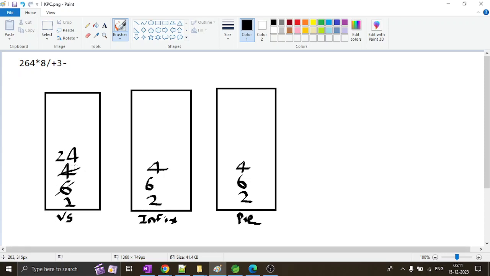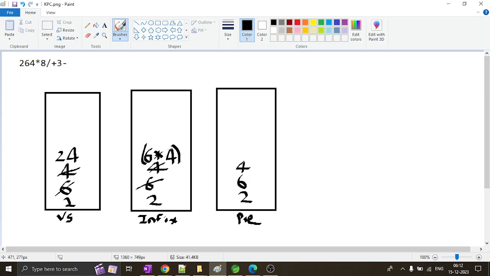So we perform 6 times 4 here. And for the infix, what we will do is we'll pop this and we will do V1 operation V2. So V1 is 6, operation is multiplication, and then V2 is 4. Okay, and we will have some brackets around this.